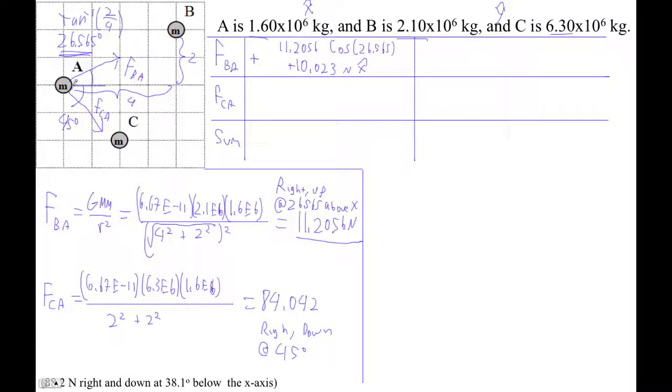If you look at this force, we go to the right, we go up, right? So it'll have a positive x and a positive y. So this will be 11.2056 sine of 26.565. I'm using SOHCAHTOA. This angle here is the opposite side. This is the adjacent side. Here's the hypotenuse. That's how I know it's sine and cosine.